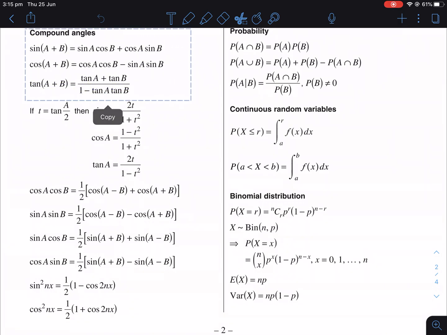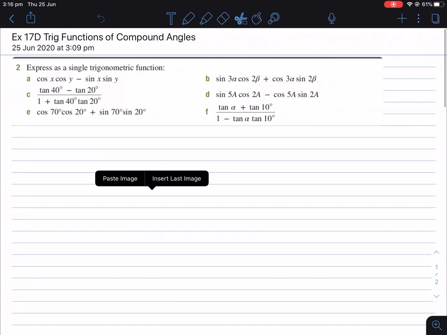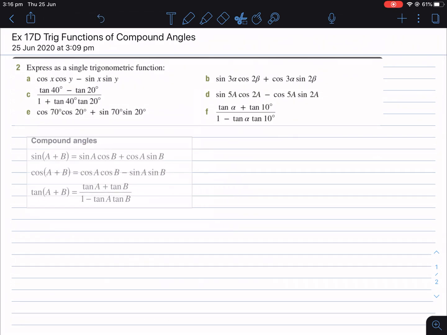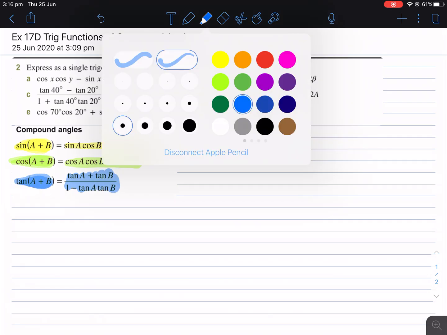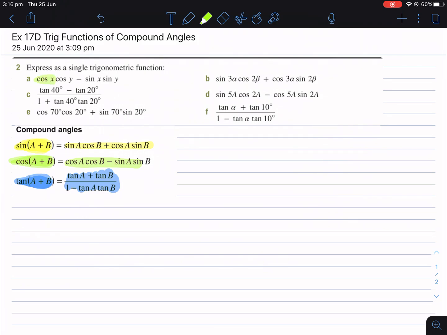These are the 3 important ones. So here they are. Every time you see something that looks like this, you're thinking this. Every time you see something that looks like this, you're thinking this. And every time you see something like that, you're thinking that. So I'm looking at question 2a and that's definitely cos minus sine, so that's definitely cos A plus B.